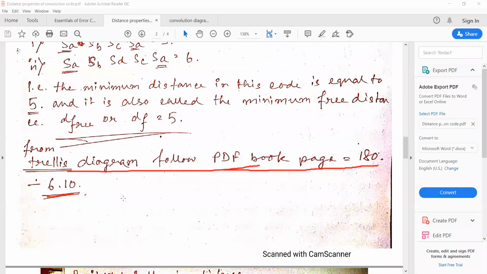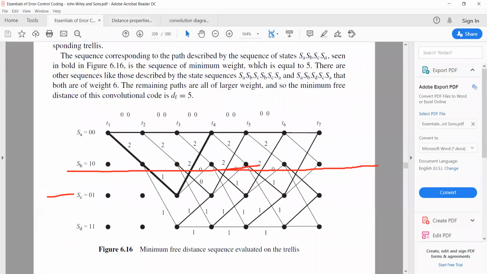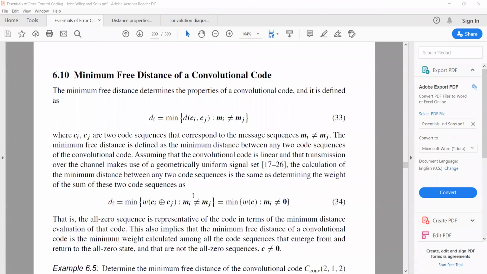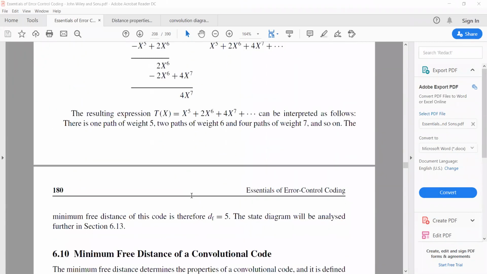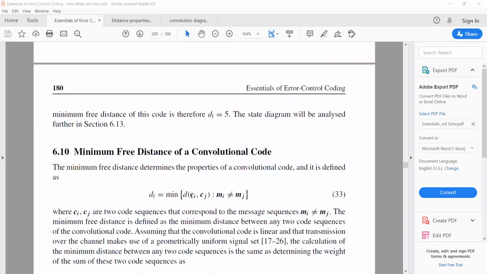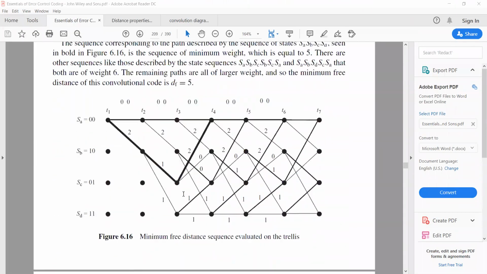I've already prepared this book. So this is the book, and you can see that the page number is 180. So first of all, this is the code trellis diagram.